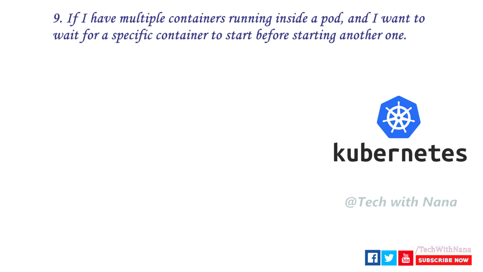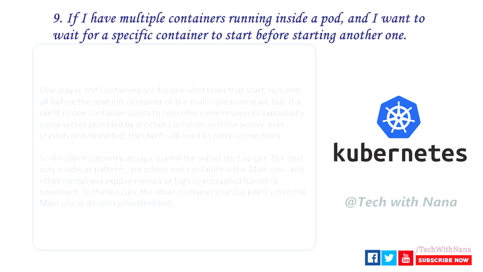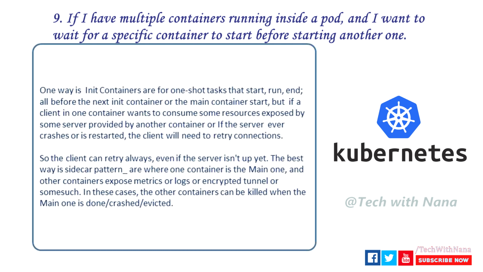If I have multiple containers running inside a pod, and I want to wait for a specific container to start before starting another one. One way is init containers, which are for one-shot tasks that start, run, end, all before the next init container or the main container starts. But if a client in one container wants to consume some resources exposed by some server provided by another container, or if the server ever crashes or is restarted, the client will need to retry connections. So the client can retry always, even if the server isn't up yet.